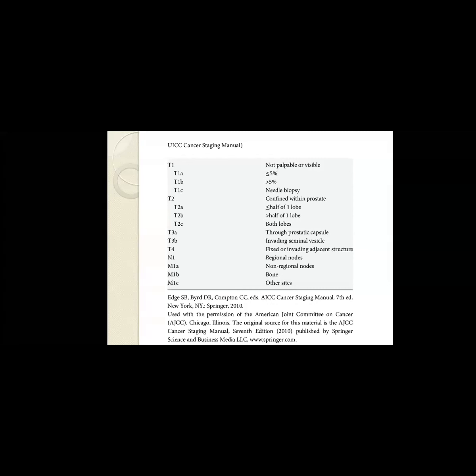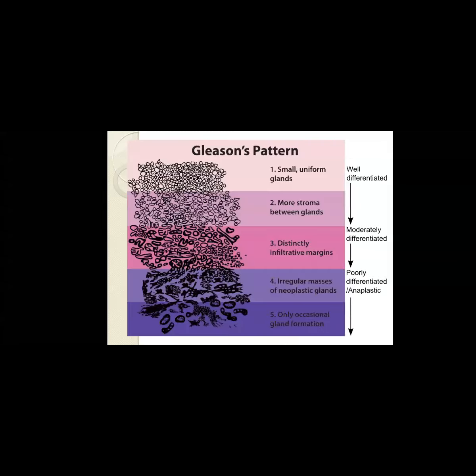Metastasis: if there are no regional nodes, M1A; metastasis M1B if it involves the bone, and M1C if it involves other sites. So this will be given in your Robbins. You can go through it easily.